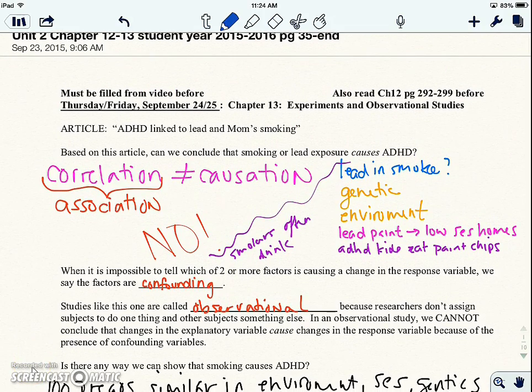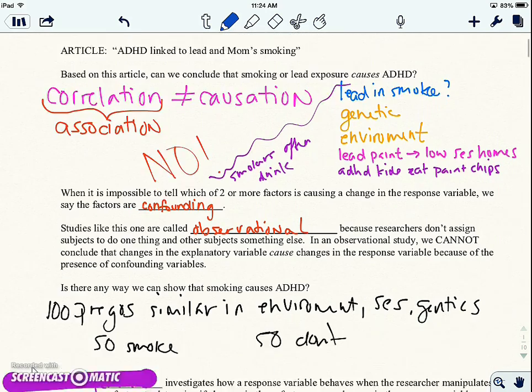Okay, these are the notes that need to be filled in for Thursday and Friday. We started talking about the ADHD experiment in class. If you weren't there, you need to come and get the article and read it. Okay, but we decided, looking at the article, that we could not say that smoking or lead exposure causes ADHD. One, because we didn't do an experiment, and two, because there were many confounding factors.